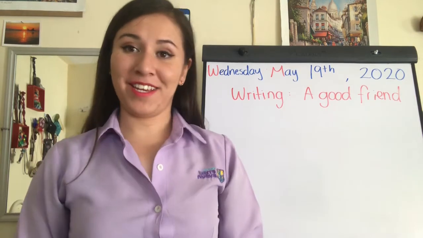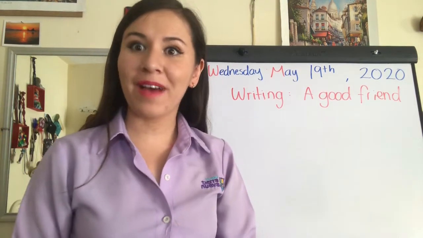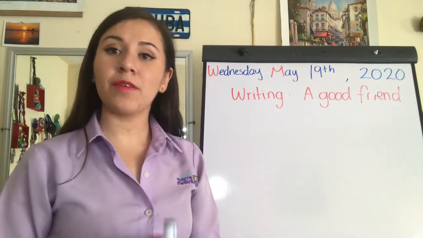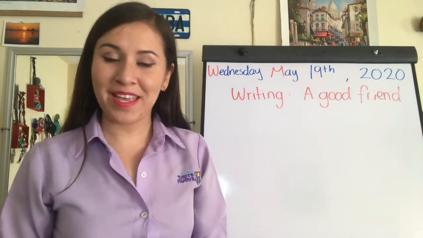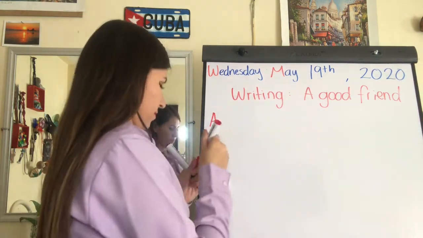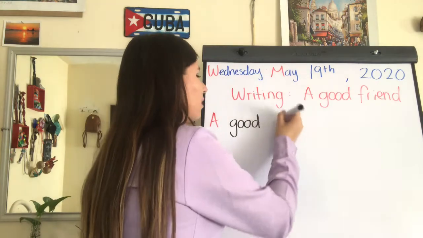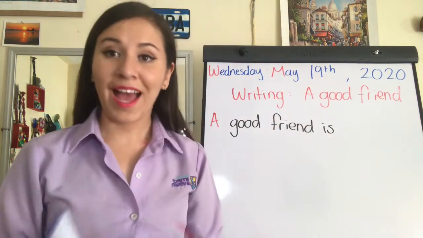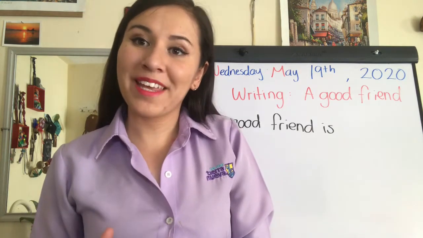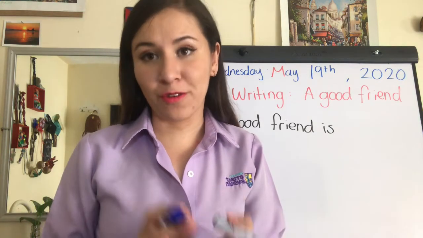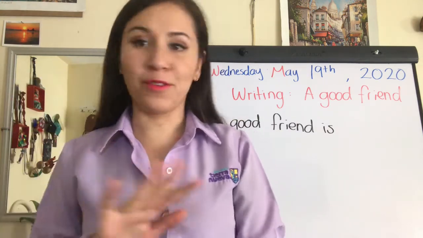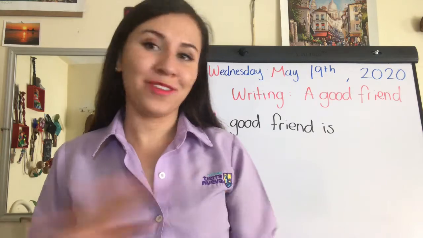Another idea that you can use for your writing is that you write the characteristics of a good friend. So you can just answer the question, what makes a good friend? So you can start this idea writing this. A good friend is, and I can give you some of the characteristics of a good friend. If you agree with the idea, you have to write. If you disagree with the idea, you don't write it.